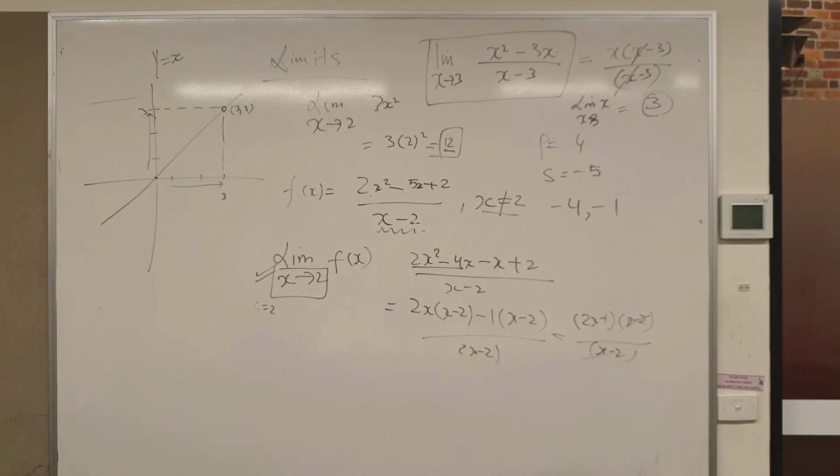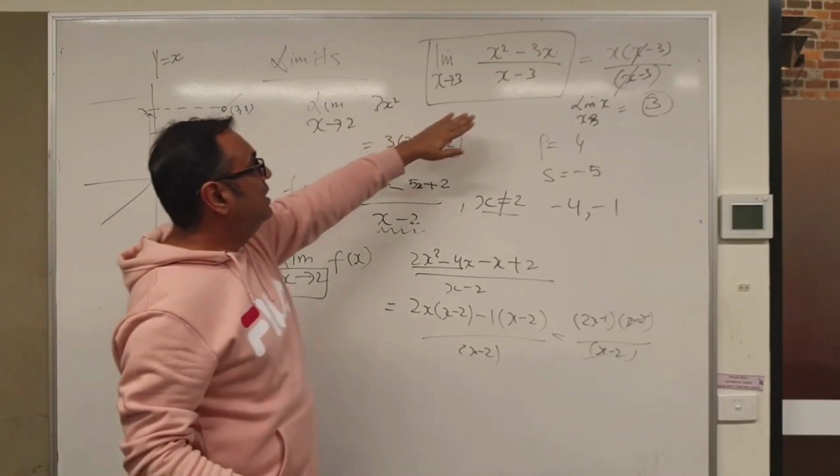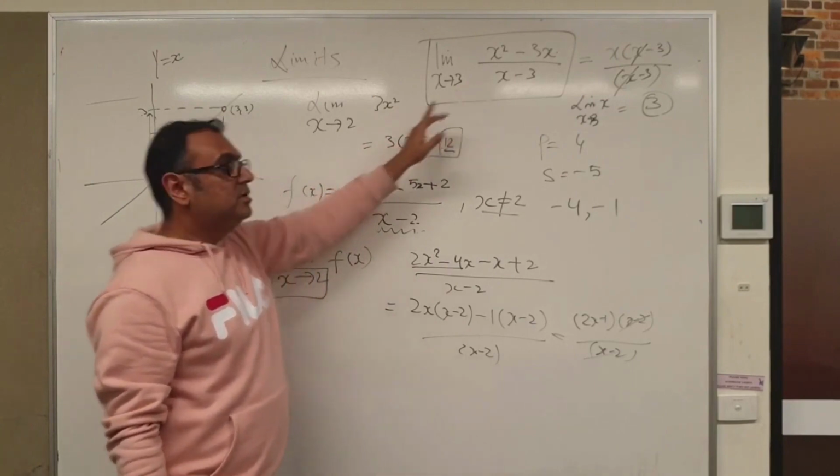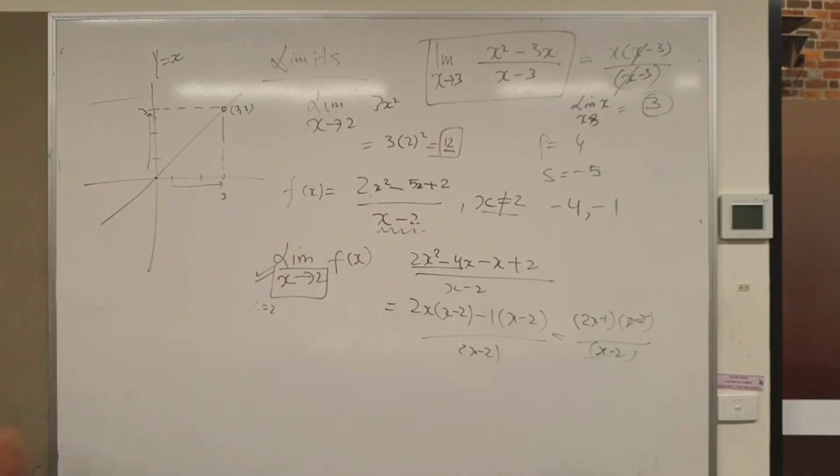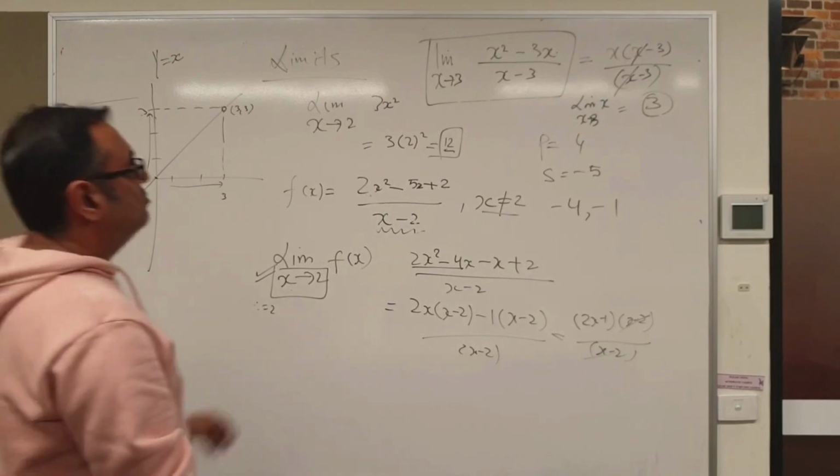Would they ever ask us to graph limits? Yeah, they can. If the question comes in the exam, graph this. That's the answer. So you don't graph x squared minus 3x or anything. You just graph this simplified.